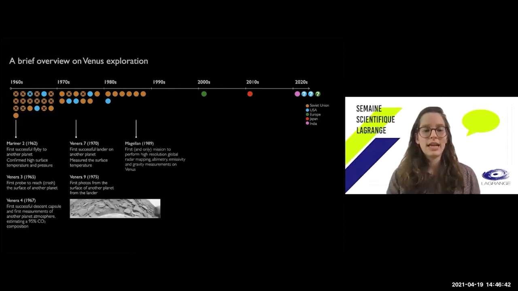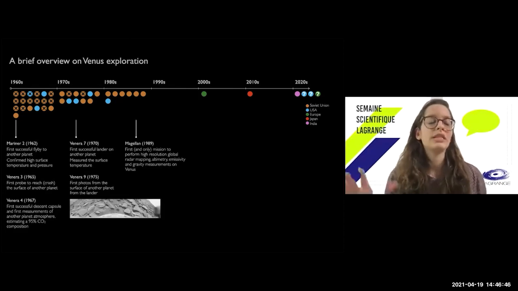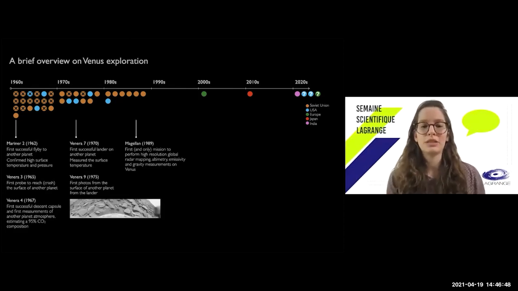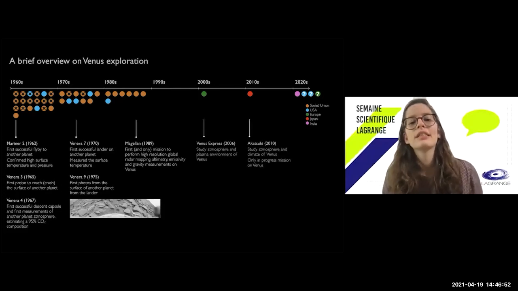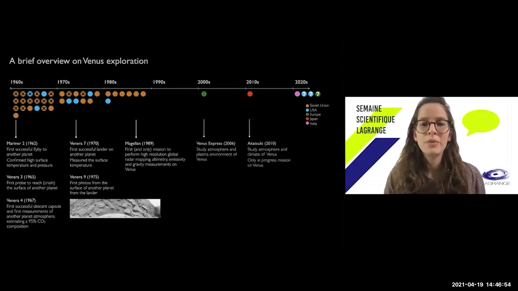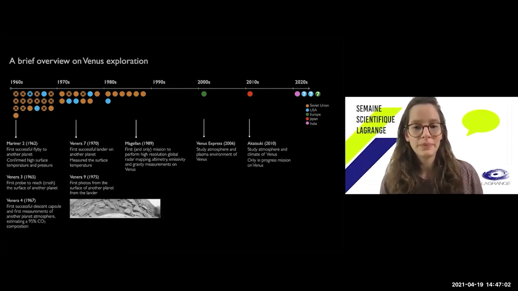So in 1989, NASA launched a mission called Magellan, which is the data sets I'm using are from this mission, so I'm going to talk about them more later. And more recently, there are mostly no missions to Venus. There was one in the 2000s, one in the 2010s, both to explore the atmosphere of the planet.